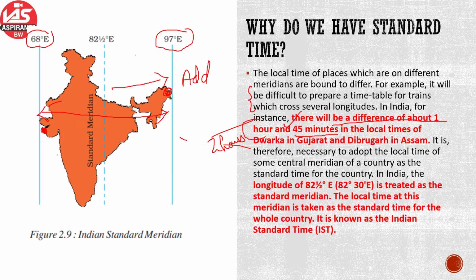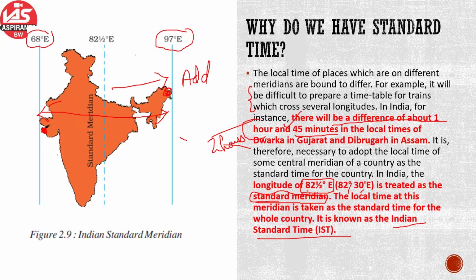So what is this standard time? We have taken the longitude of 82.5 degree east, that is 82 degrees and 30 minutes east. This is treated as our standard meridian, and we follow this meridian to have the time of the whole country, and this time is known as the Indian Standard Time.